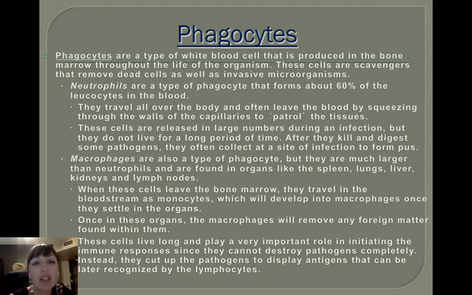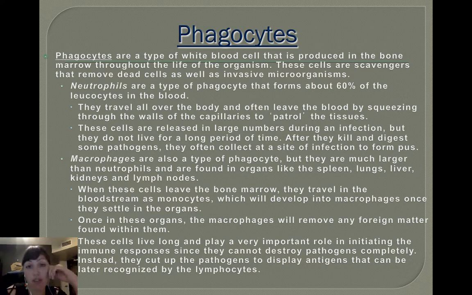Okay, so phagocytes are a type of white blood cell that is produced in the bone marrow. These cells are scavengers that remove dead cells as well as invasive microorganisms. Neutrophils are one type of phagocyte, and they form about 60% of the leukocytes in blood. They travel everywhere all over the body, and they often leave the blood by squeezing through walls of capillaries to patrol the tissues, and that's why you find phagocytes in the lymph fluid. So these cells are released in large numbers during an infection, but they do not live for a long period of time. After they kill and digest some pathogens, they often collect at a site of infection to form pus.